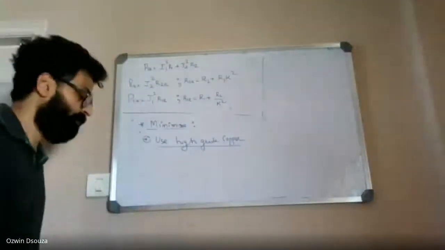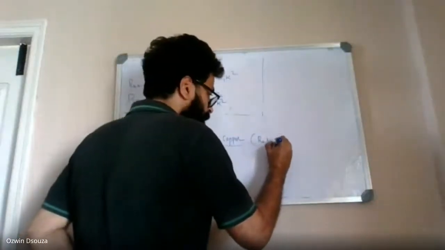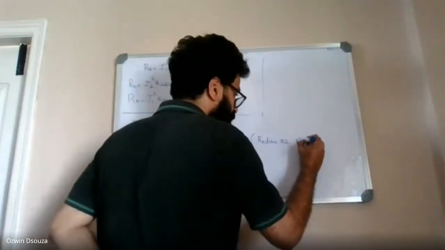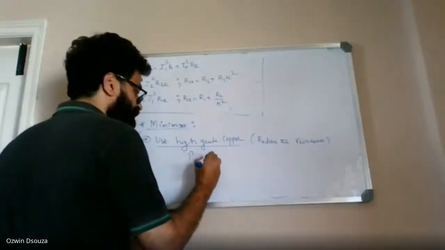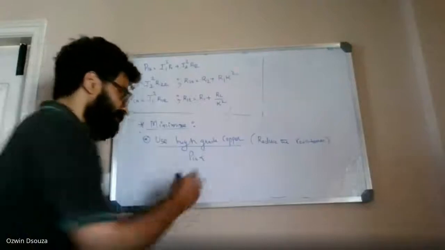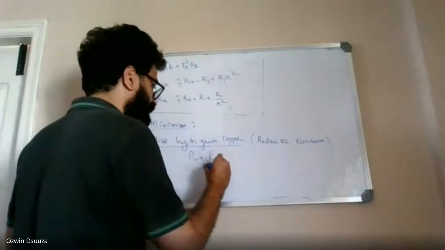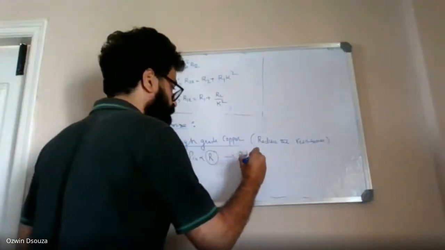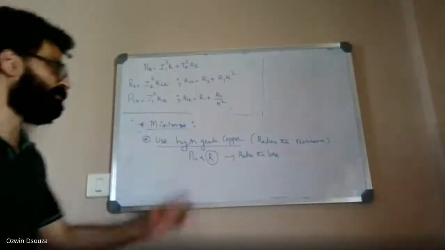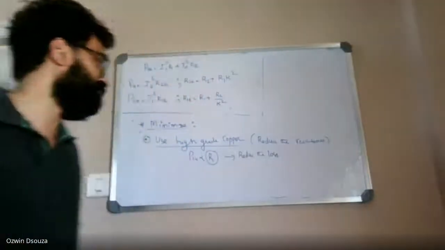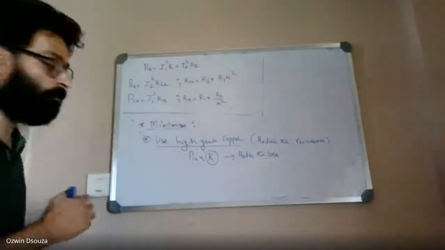Okay. Now, by making use of high grade copper, what you can do is you can reduce the resistance. Okay. Since copper loss is proportional to resistance, right? Because it is I square into R, correct? Resistance. So you can say that you can reduce the loss by making use of high grade copper. Having low resistance value will help you in minimizing the copper loss. So this is one way of minimizing the copper loss.